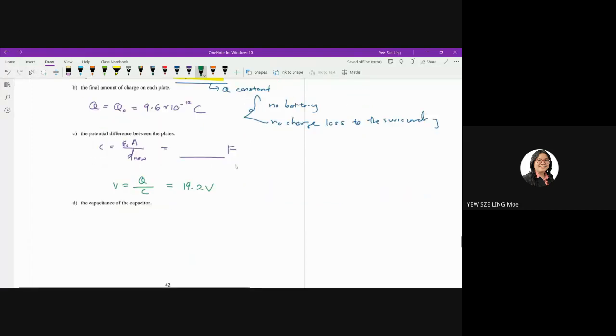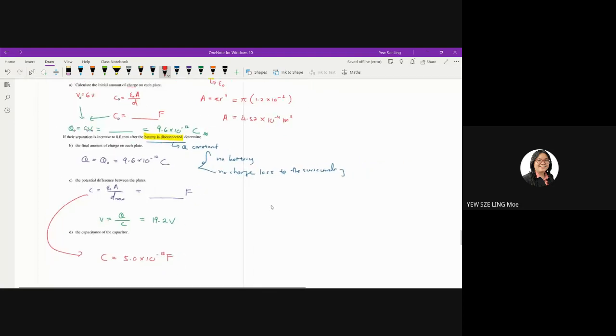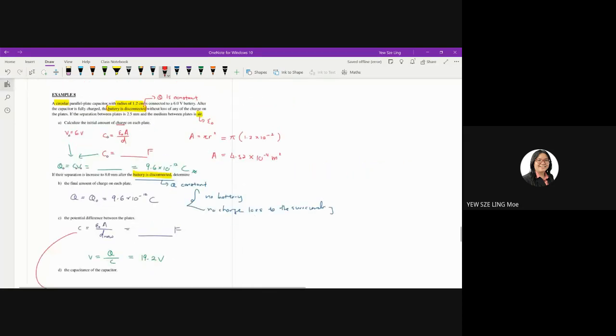And then the capacitance of the capacitor. Well, basically now you have it already. You can just rewrite the answer here. So your C, if you got it right, you should obtain 5.0 times 10 to the power of negative 13 farad. Right, done. So this question, the main thing is to test whether you understand these things or not.